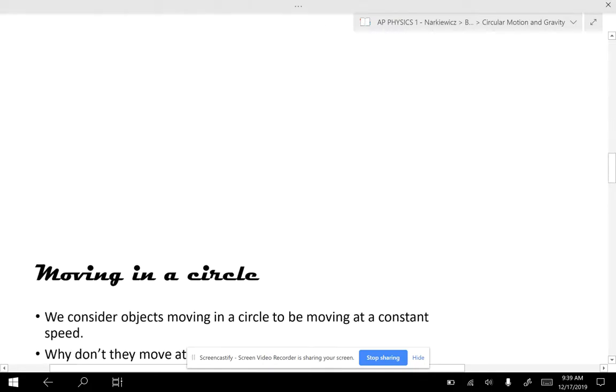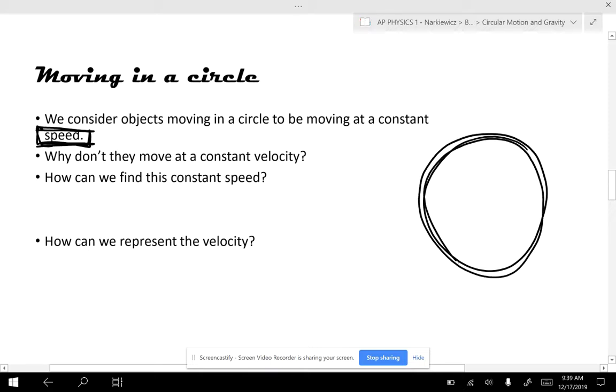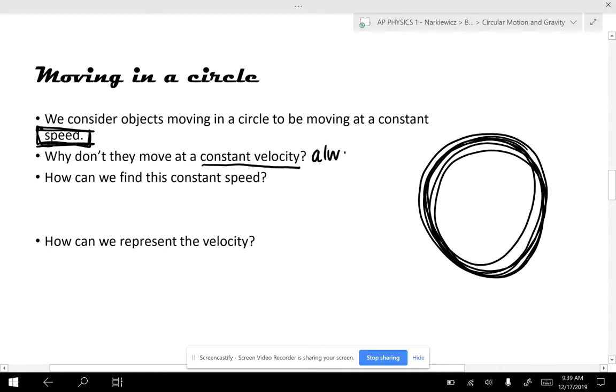Okay. So when we talk about things moving in a circle, we often talk about them moving at a constant speed. Okay. So think for a second about why we can't say these things are moving at a constant velocity. Remember, we're moving in a circle. So speed is how fast we are going. Velocity is how fast we're going in a specific direction. So if you're thinking we can't say constant velocity because we are always changing direction, you would be right.